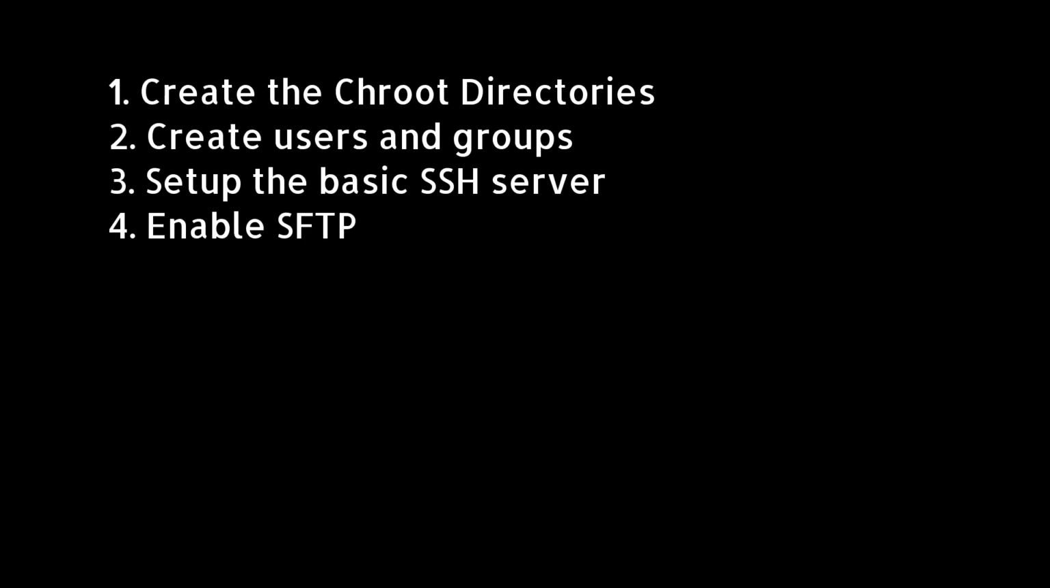So here's the plan for today. We'll first set up chroot directories, also called shells or sandboxes, for each of our services. Then we'll create users and groups tied to SSH and SFTP. Afterwards, we'll start with the simplest SSH server you can have with OpenBSD. Then after, we'll enable SFTP. Now that we have a game plan, let's go and do it.